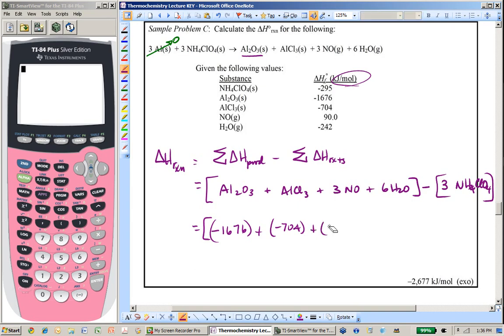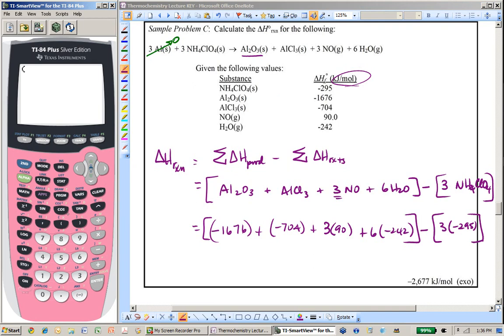And then, 3 times the next set of parentheses. NO, 90. Notice it's a positive value where the rest have been negative. And then 6 times water, which is a negative 242. That's a big old giant chunk of numbers. Minus 3 times the ammonium perchlorate, negative 295. Okay, let the calculator extravaganza begin.